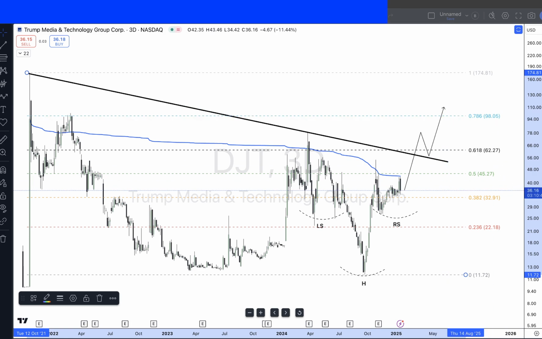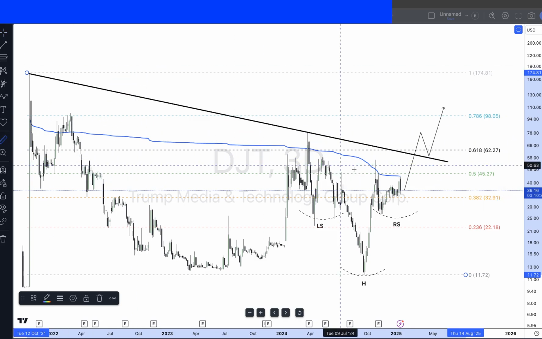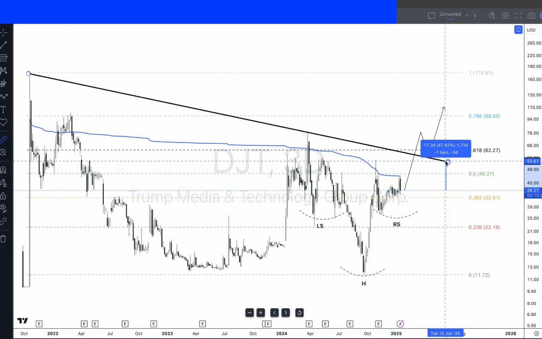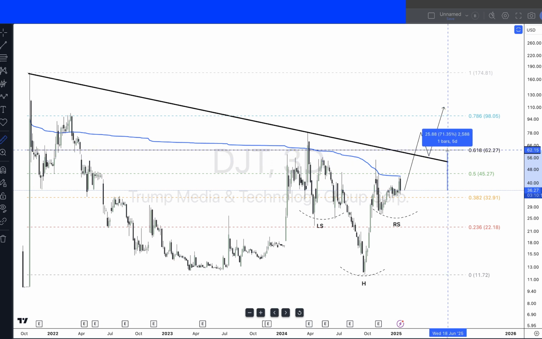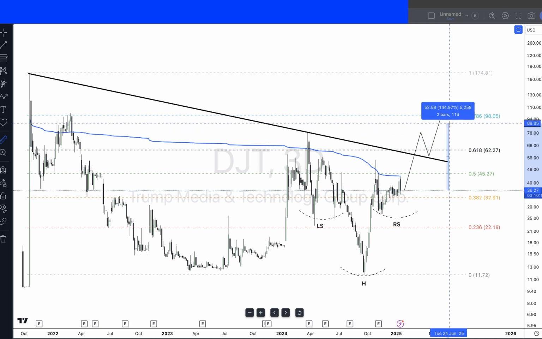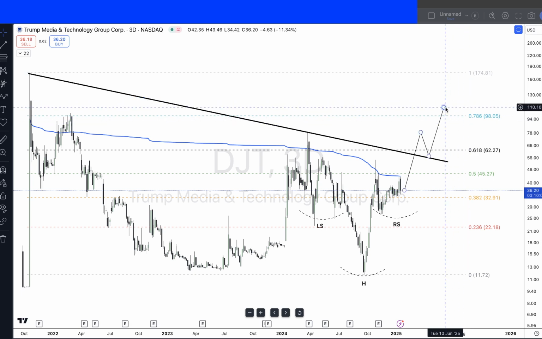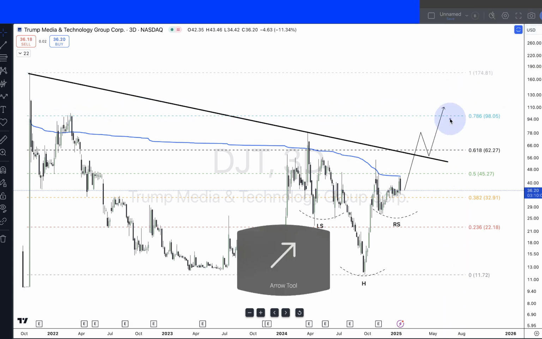And at time of recording, price is at $36. By the way, what is that? So that is from where we are now. To get to this downward trend line, that's about another 47%. So we've got to get through that hurdle first. And then once it breaks out of that downward trend line, high probability we're going up to the 786, and that's about another 172%.